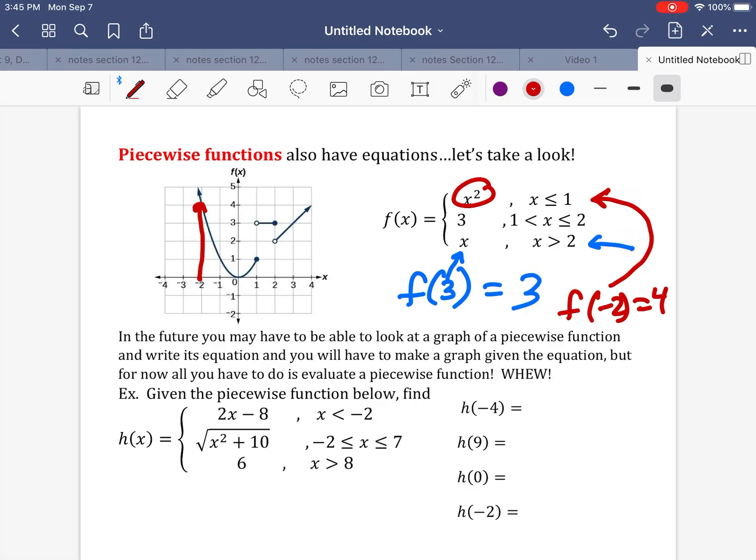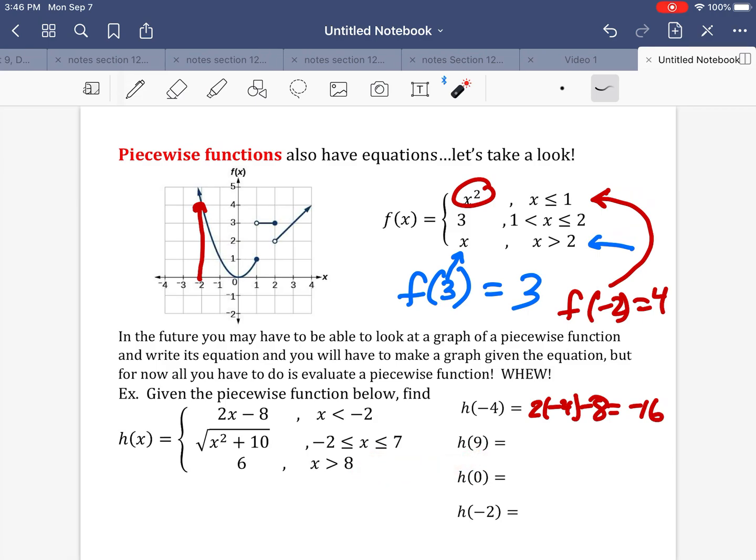All right, so that's what we're going to do here, and we're not going to use a picture at all. We're just going to use the equation itself in this next example. In the future we might have to make some graphs of these things, but for now we're just going to plug in some numbers. All right, so h of -4. If I think about it, -4 falls into this category right here. It's less than -2. So I'm going to plug -4 into this problem right there. So 2 times -4 minus 8. So it'd be -8 minus 8, that'd be -16.